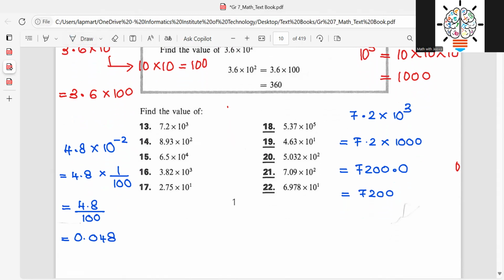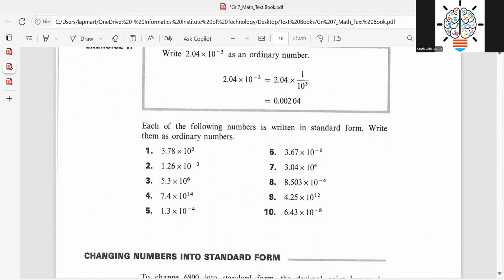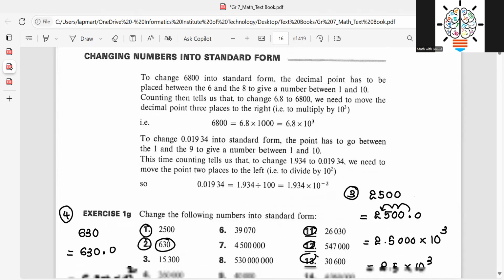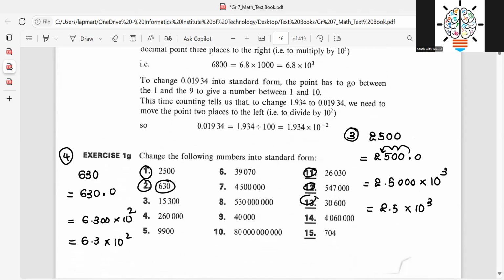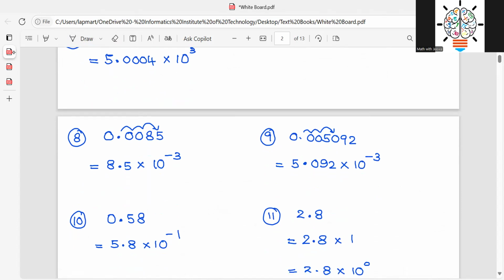Similar to that, children, here they have given you the standard form and you want to write it as an ordinary number, as we did on the very first day. Similar steps you want to follow, therefore I don't write it here. And let's say they have given the ordinary numbers like this. Then you want to convert them into standard form, similar to what I did with these 10 sums.